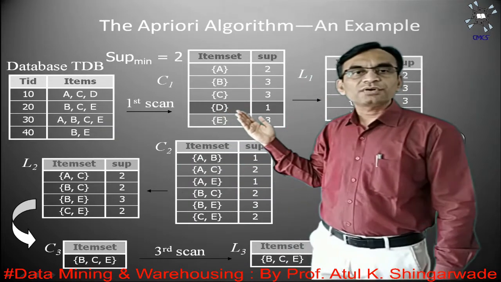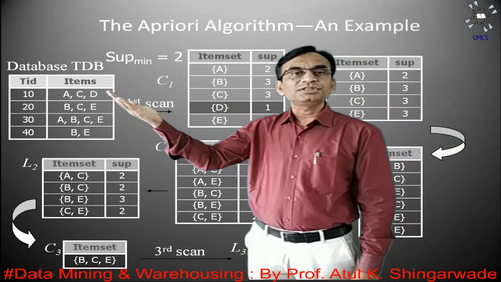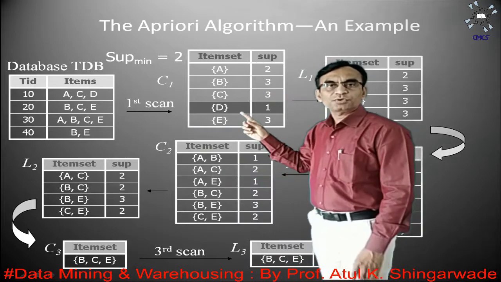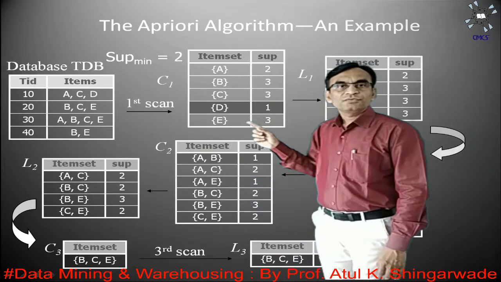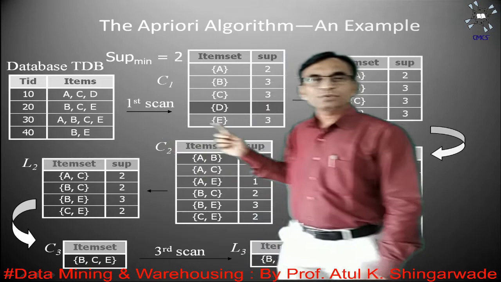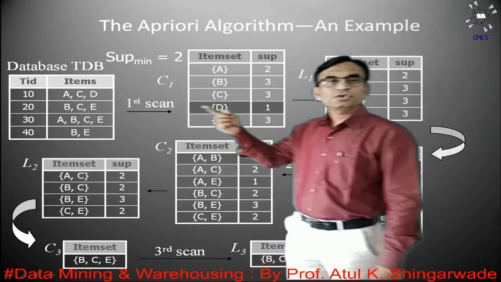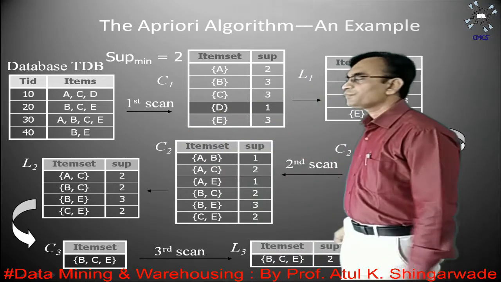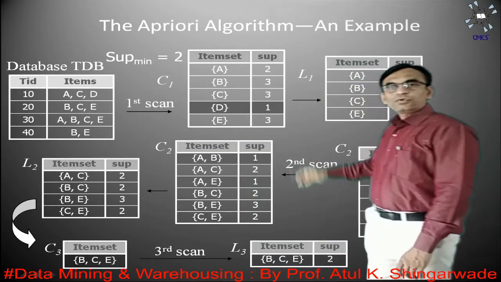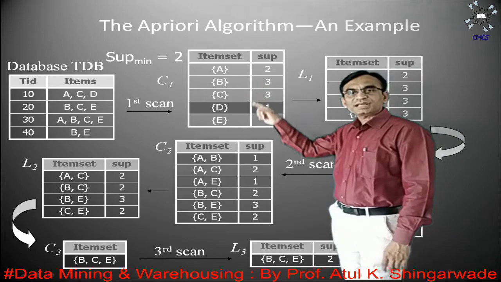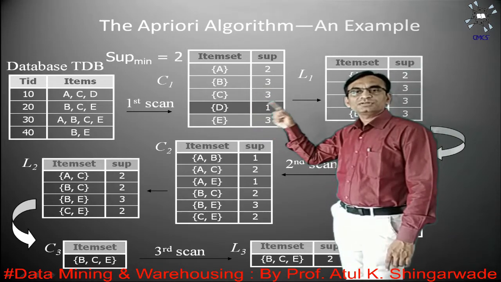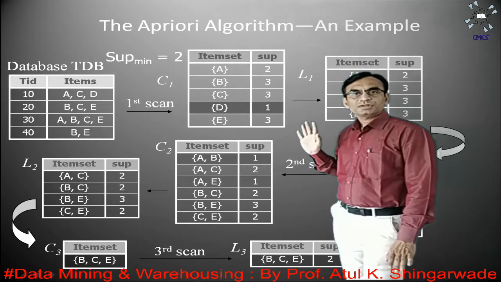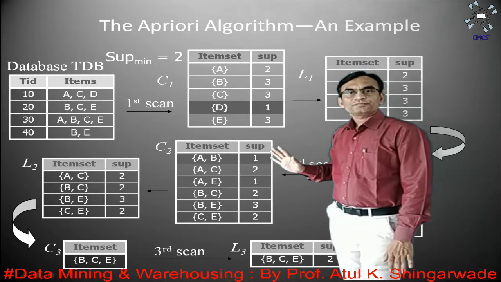Whereas the support count for D is only 1, because it appears only inside the first transaction. And that's why the support count of D is 1. Whereas the support count of E is of course 3, because it also appears 3 times, that is in transactions 20, 30 and 40. So whatever candidates are generated, this is considered as the one frequent item set. Clear?